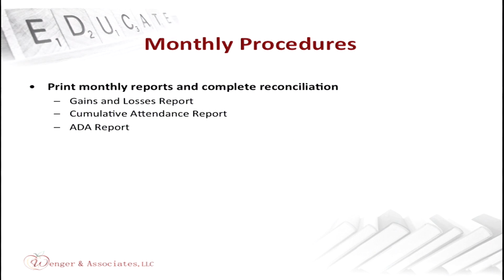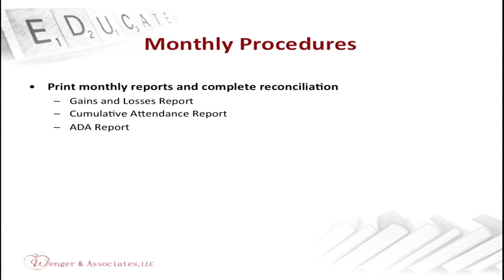The other one's your cumulative attendance report. That one's your detail. And then the other one's the ADA report. You'll see enrollment figures. You want to make sure the enrollment on all three of those is the same as your manual enrollment log. You guys are keeping manual enrollment logs, or somebody at your site is, right? So what you have is basically called a manual enrollment log.